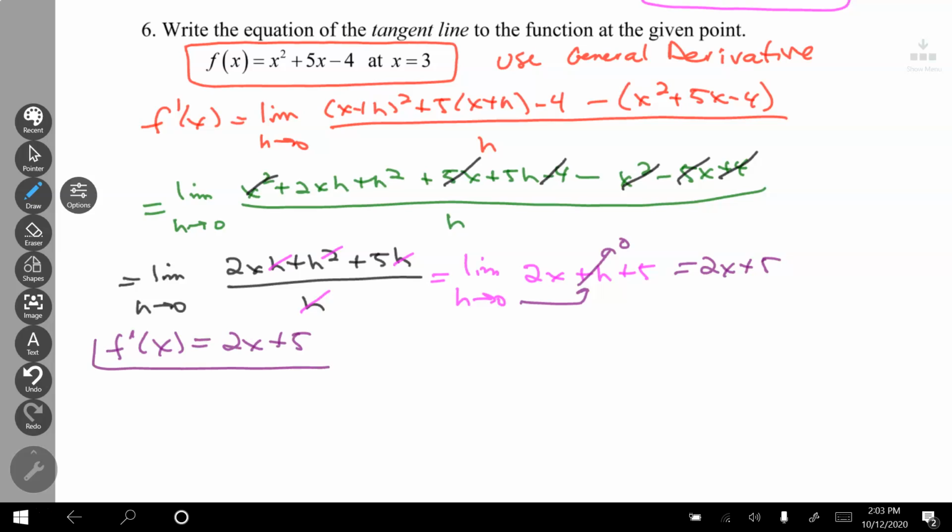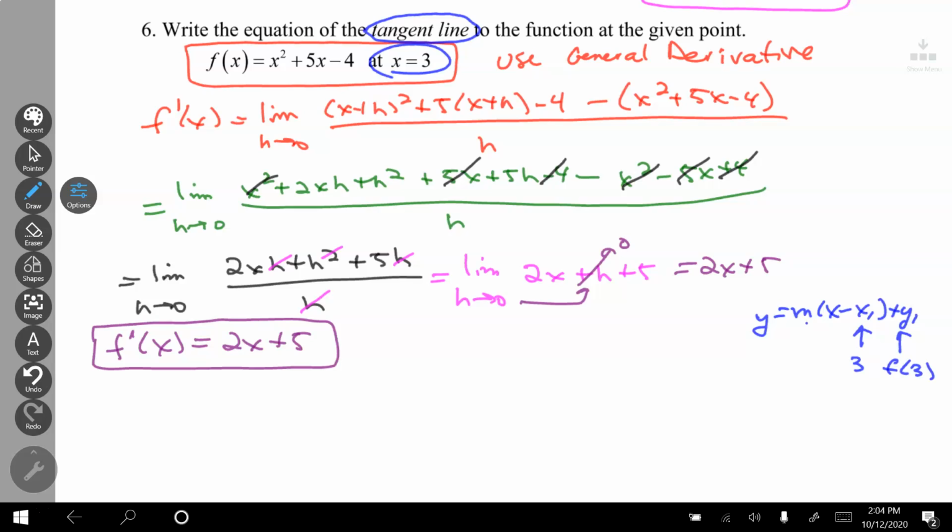And that's a good start. This is my general derivative. But I want to be able to refine the tangent line. I want to write this linear equation. I want to write y equals m(x minus x1) plus y1. Well, I need an x1, which I'm given, of 3. I need a y1, which is going to just be f of 3. I need a slope, which is just going to be f prime of 3.